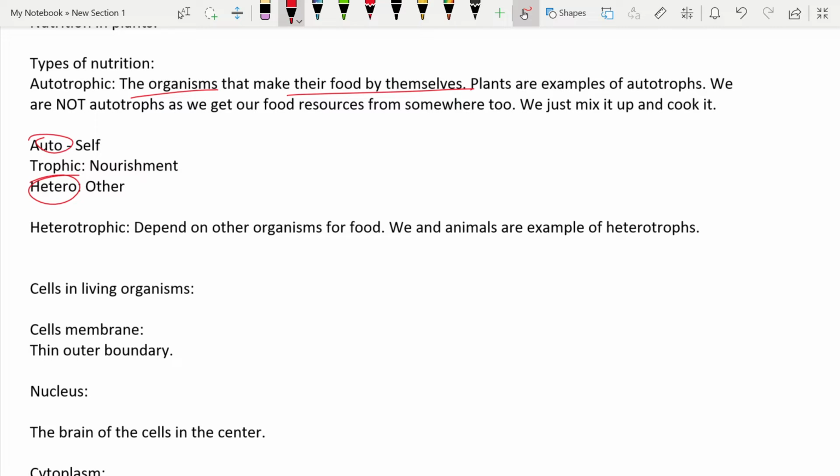We are not autotrophs as we get our food resources from somewhere too. If you get capsicum, if you get chili paneer, you get capsicum from a farm, you get paneer from the dairy, from the cow, right? So you're getting your things from plants or animals. Plants, okay, we just mix it up and cook it, right? We don't produce it.